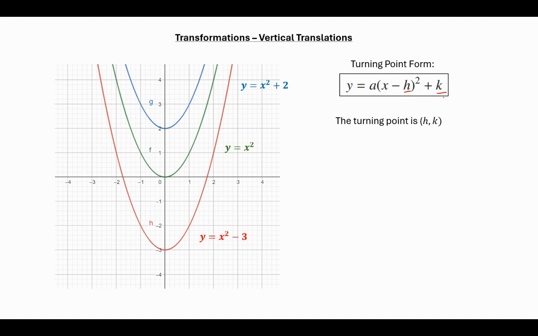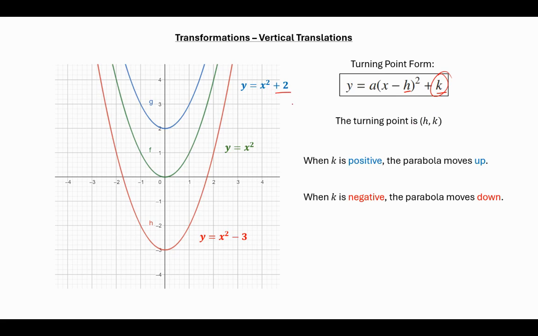So for vertical translations, we're looking at k. When k is positive, like in this blue scenario here, then the parabola will move up. So if k is 2, the parabola will move up to y equals 2, and so the turning point is at y equals 2. If k is negative, then the parabola will move down. So in this case, -3, the turning point is going to be at y equals -3, and so it's shifted down. In vertical translations, the axis of symmetry will stay the same, but the vertex will shift up or down.